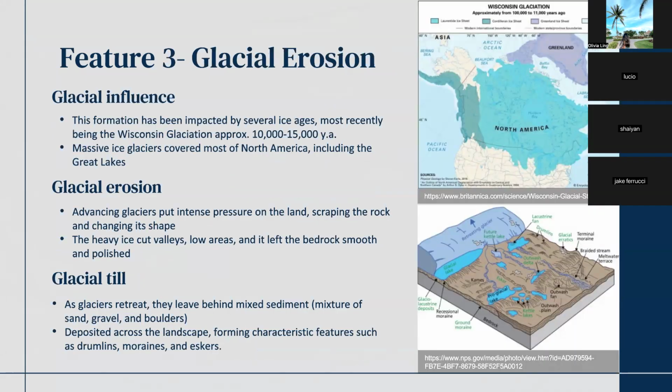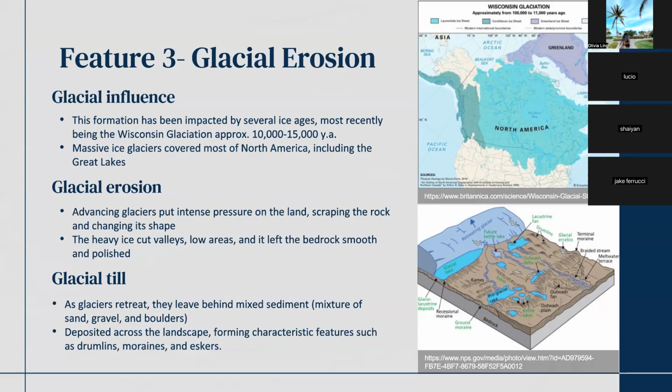For our third feature, we have glacial erosion. The Apostle Islands landscape was heavily shaped by the repeated ice ages, with the most recent being the Wisconsin glaciation about 10 to 15,000 years ago. During this time, massive ice sheets spread across North America, including the entire Great Lakes region. As these glaciers advanced, they put enormous pressure on the land.